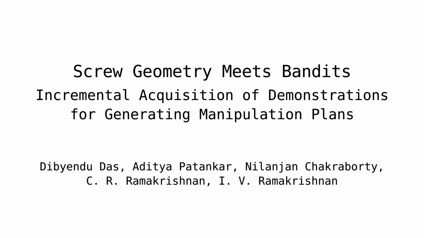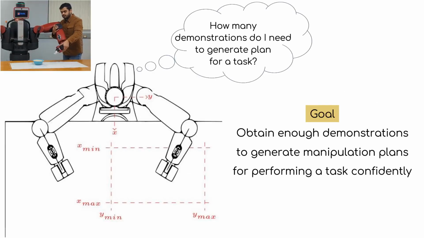This video shows the process of incremental acquisition of demonstrations for generating manipulation plans by exploiting the screw geometry of motion and bandit optimization. Given a region in the robot's workspace, there is no existing work that tells us how many demonstrations would be required to confidently execute any given task over this region.